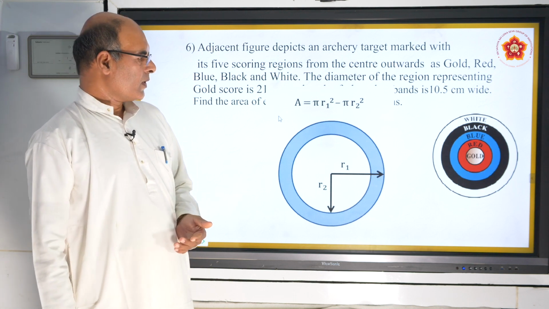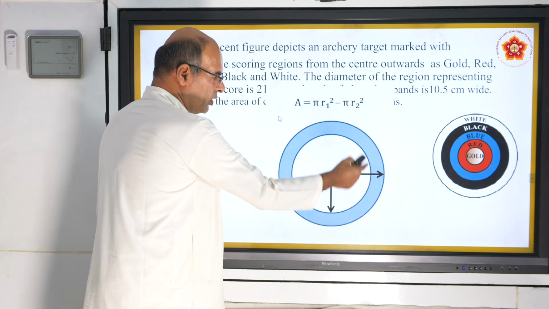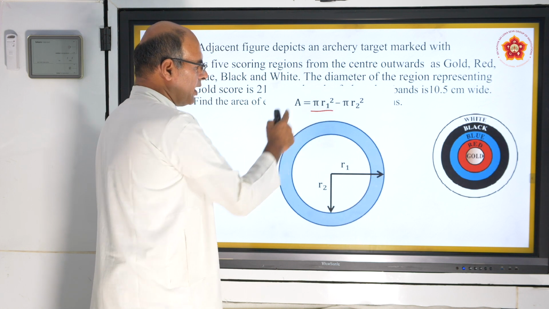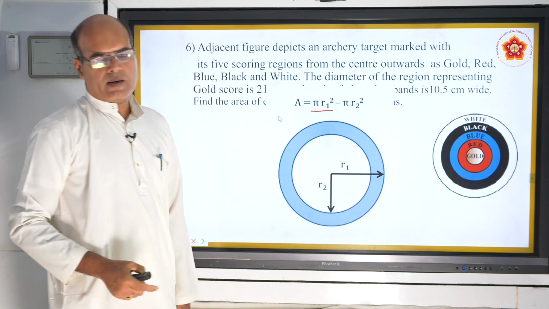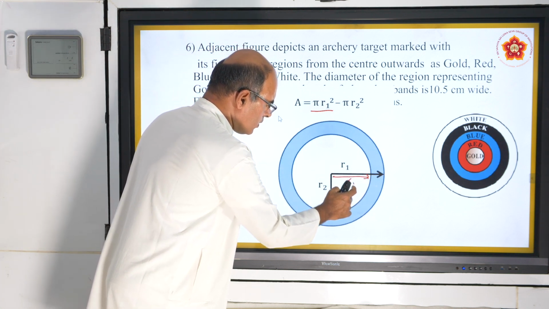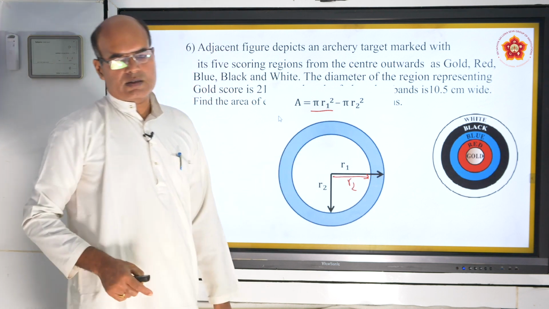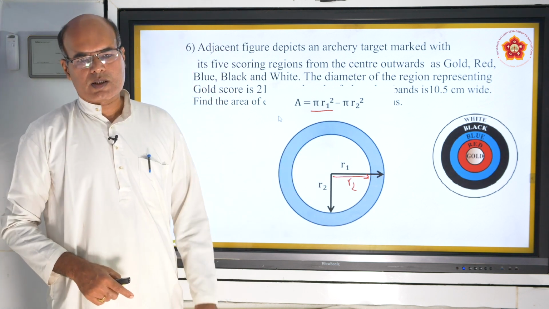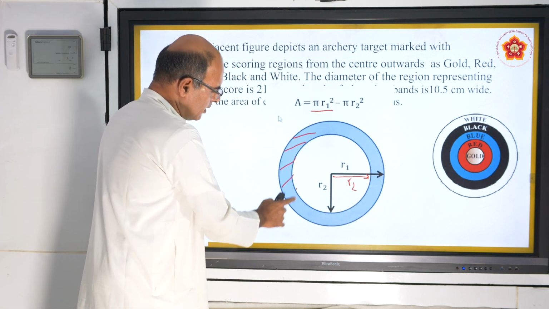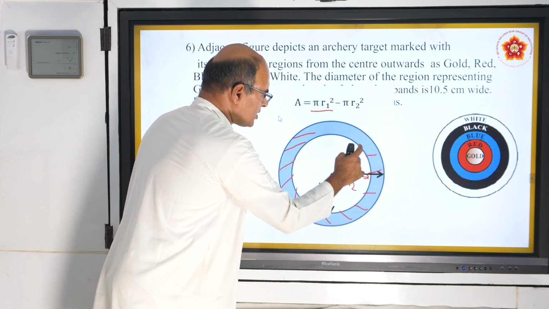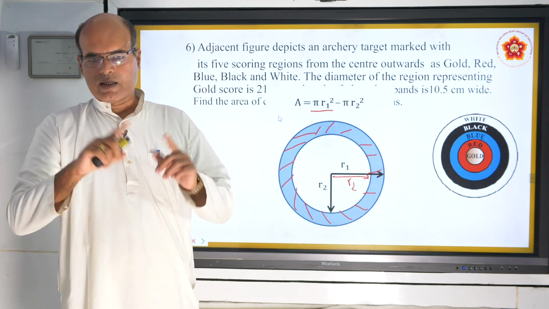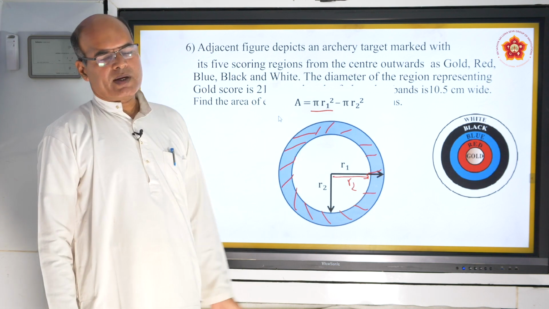Remember that formula. To get the area of this blue region, first find out the area of the big circle. Let it be pi r1 square. R1 is the radius of the big circle and R2 is the radius of the small circle. This length is R2. They are concentric circles. Calculate the areas of both the circles and then subtract, and we get the area of this band. So the area of the band, or we can call it the area of the ring, is given by pi r1 square minus pi r2 square.